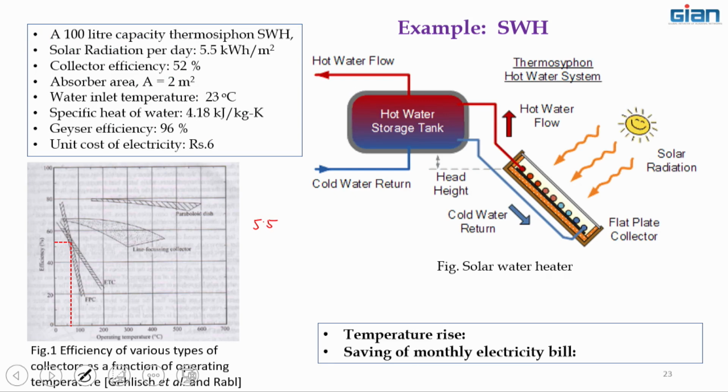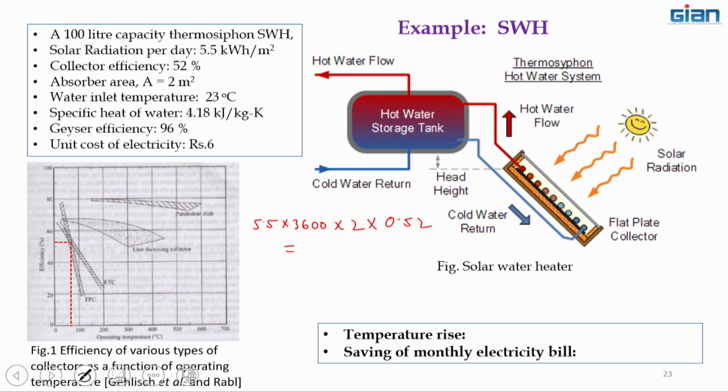So it is 5.5 kilowatt hour. That means we can get 3600 kilowatt second, okay, and multiplied by area, 2 is the collector area. Then what is the efficiency? Efficiency is about 0.52, okay, which is equal to mCp dt.